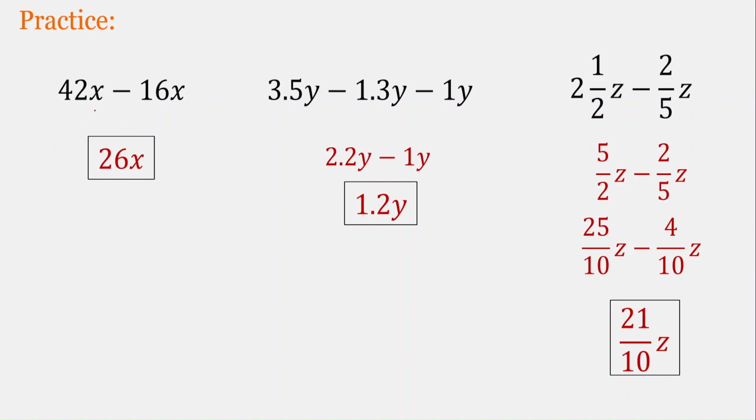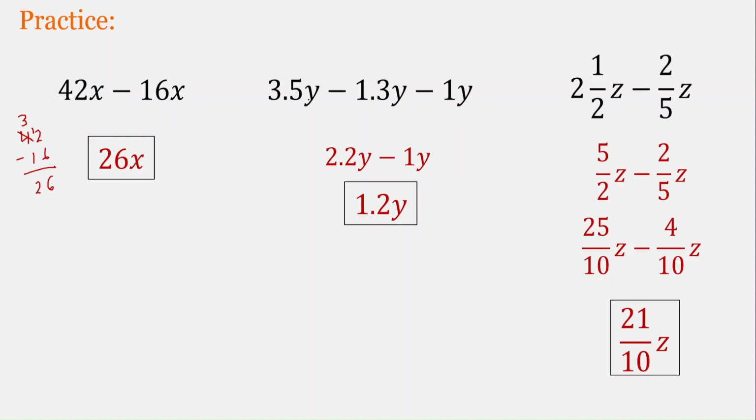In the first problem, we will subtract our coefficients. So we have 42 minus 16. We borrow from our tens, leaving us with 12 minus 6. That gives us 6 and 2 in the tens place. So 26x, bring down the variable.